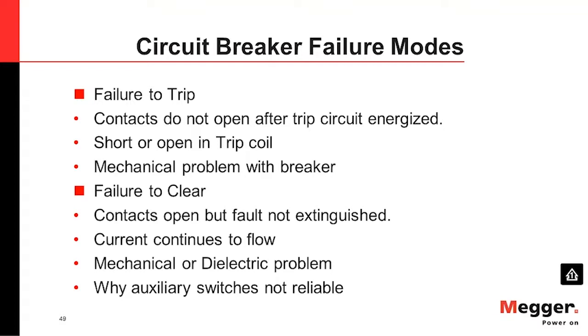Now, these are some of the failure modes of a circuit breaker: the circuit breaker contact did not open, or did not open fully, or a short in the trip coil. Mechanical problems, as I said before. Or failure to clear, where the contact opens but the fault is not extinguished, so we still have fault inside and current continues to flow. These are some of the breaker failure modes that we have faced in the field.